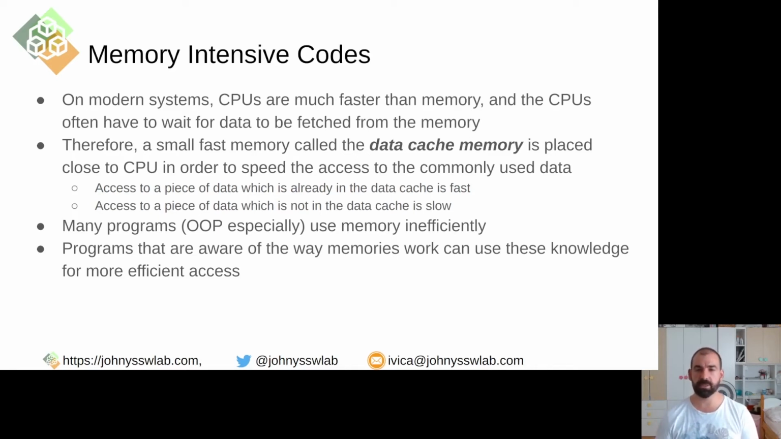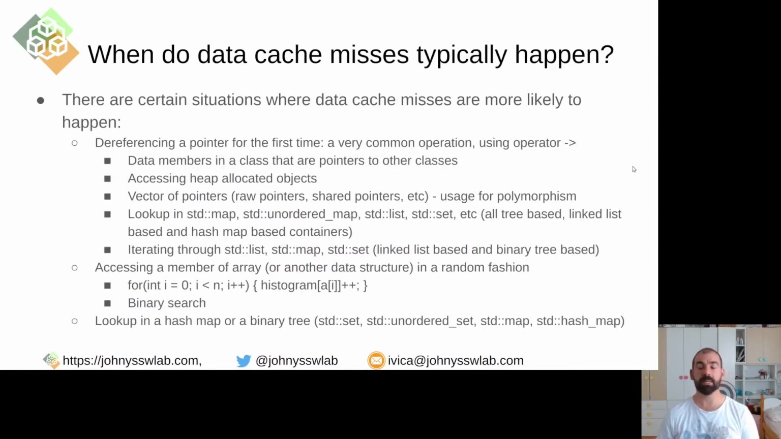Access to a piece of data which is already present in the data cache is fast. Access to a piece of data which is not in the data cache is slow, because it needs to go to the main memory. Many programs, especially those written using the object-oriented paradigm, so classes, use memory inefficiently. Programs that are aware of the way memory works can use this knowledge for more efficient access. When we're optimizing memory-intensive code, we want to use the data cache as efficiently as possible because this translates to faster access. We want to increase data cache hits, or decrease data cache misses. So when do data cache misses happen?